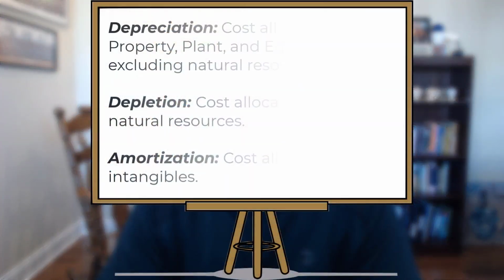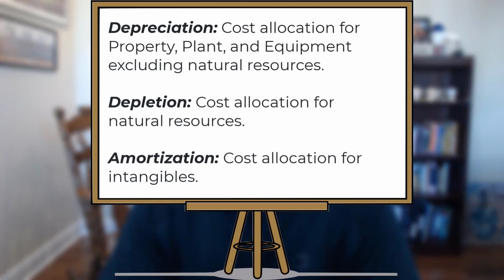But when we do it for an intangible asset, we are not going to call it depreciation. We're going to call it amortization. So we're going to have amortization for intangible assets, and then we're going to have depreciation for property, plant, and equipment assets. Now, there's one other term that's relevant here, and this other term is depletion. D-E-P-L-E-T-I-O-N. Depletion.